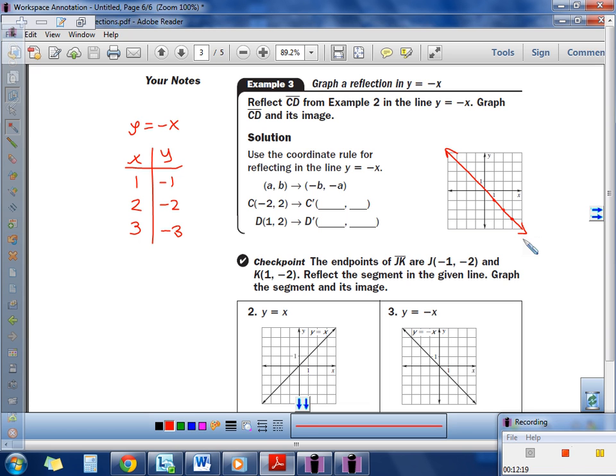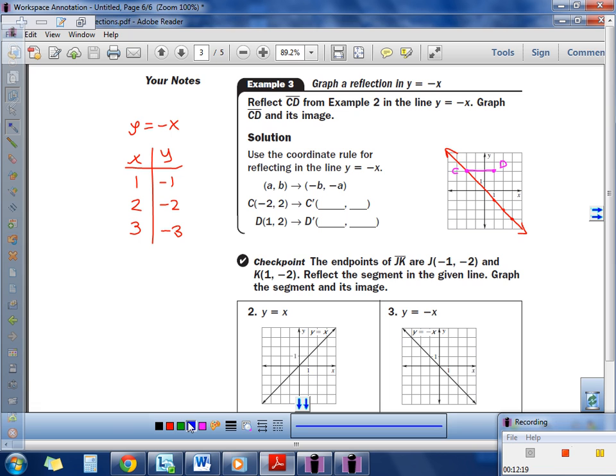From there, we need to graph that same little segment, CD. And it gives us the points over here. C is negative 2, 2. That's actually on the line. And D is over 1, up 2. So there's my segment CD that I need to reflect over that line.